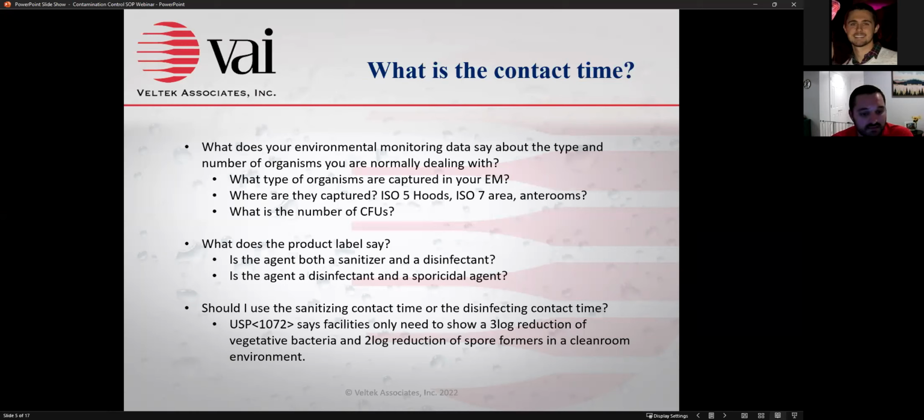So again, that's the guidance document for selecting these products inside of a clean room. You just need a 3-log reduction of vegetative bacteria and a 2-log reduction of spores. That 3-log reduction just happens to be coincidentally the requirement for a sanitizing contact time. There are no EPA registrations for a 2-log reduction, unfortunately, but typically in those environments, they're validating that. So the contact time, at least the sanitizing contact time, relies on your environmental monitoring results. That is typically our recommendation for a clean room environment specifically.